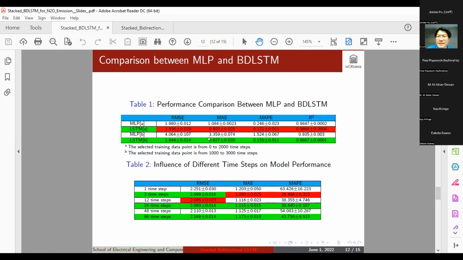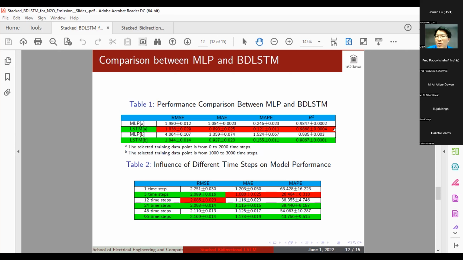In Table 1, we compare the MLP and the bidirectional long short-term memory, because MLP is a static method, while our model, bidirectional long short-term memory, is a dynamic model. So here we can see that long short-term memory always outperforms the MLP model.